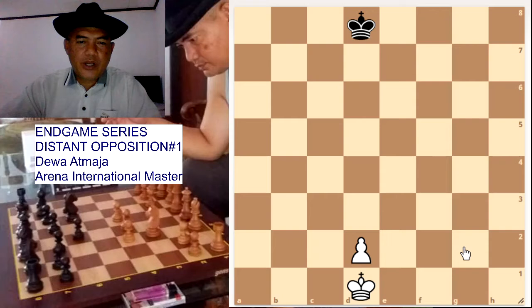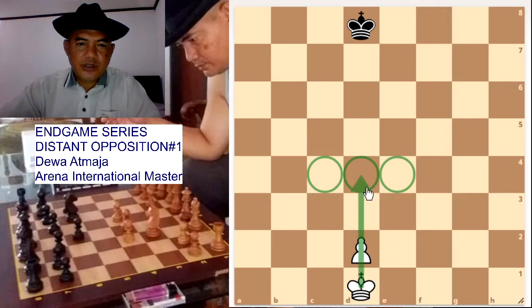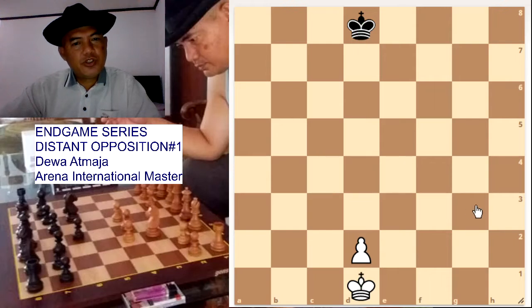In this position, white is superior because he has a pawn, and as we know, the key squares are on the fourth rank, which is nearer to the white king than to the black king. So in this position, white wins if he makes the right move. And it goes like this.